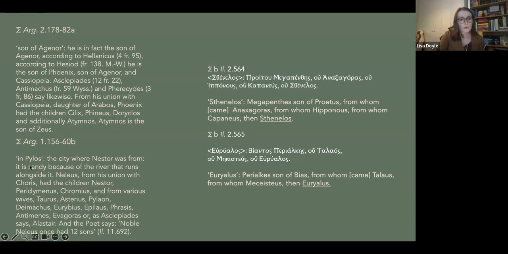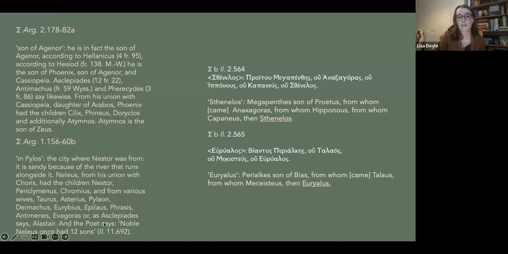If we go to the bottom left of the slide, this is a note from, again, book 1 of Apollonius's poem. Apollonius has mentioned Pylos, the city of Nestor. And what the commentator does is clarify, yes, that is the city where Nestor was from. We have our river again. It's sandy because of the river that runs alongside it. Then Neleus, from his union with Chloris, had essentially the following children. And he lists off all of the children, all 12 of them.